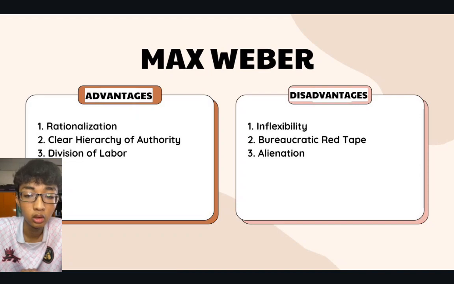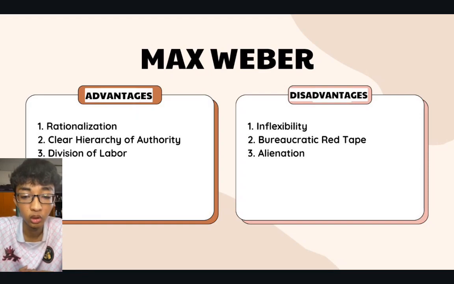Second is clear hierarchy of authority. Weber approach advocates for a clear and well-defined hierarchy of authority within organization. This helps to ensure that everyone knows their place in organization and who they report to, reducing confusion and improving accountability.